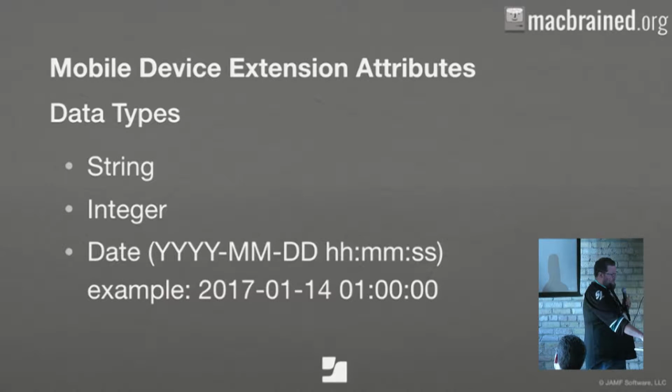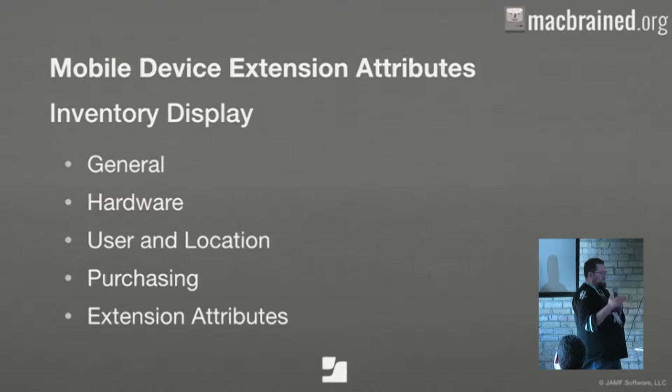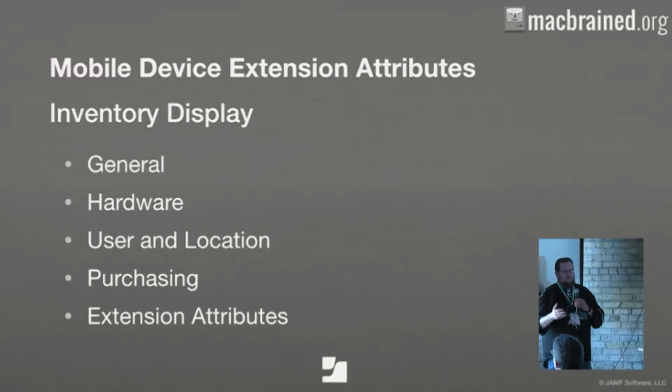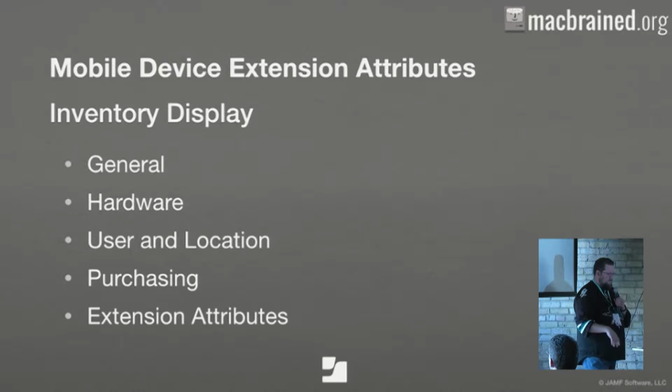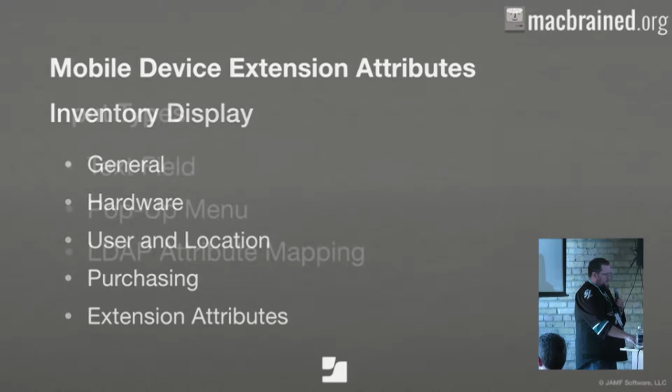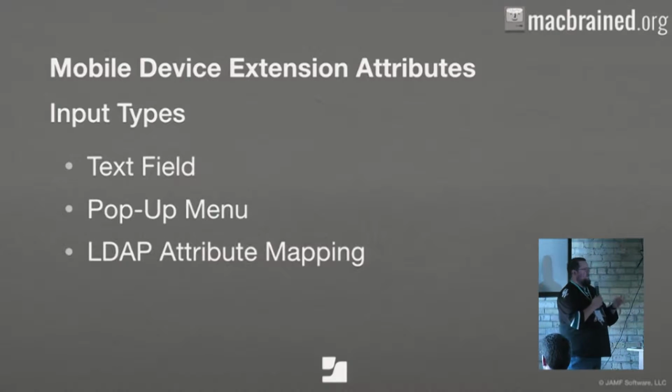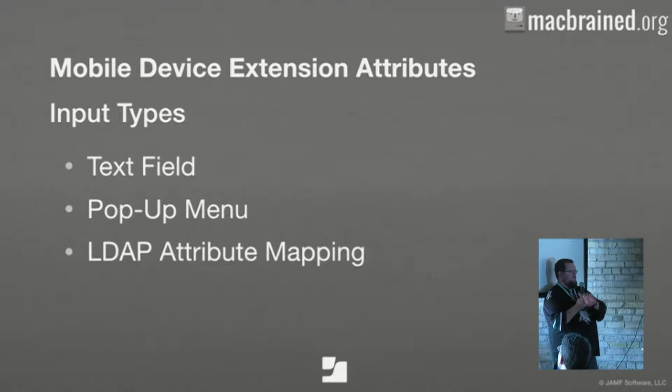But when we start getting real different here is now we have the option of inventory display. So now we can choose where do we want to present this data in the JSS UI. Like where is it easier to access this, and how does it make sense? And in our input types, we start having new things. So we see here now we also have an LDAP attribute mapping.